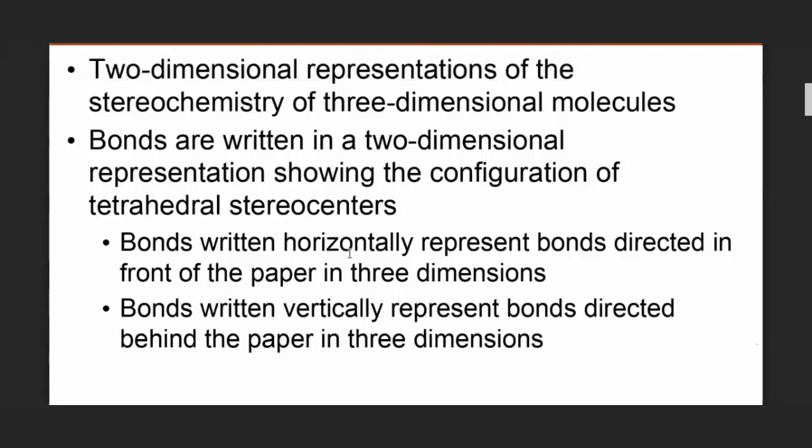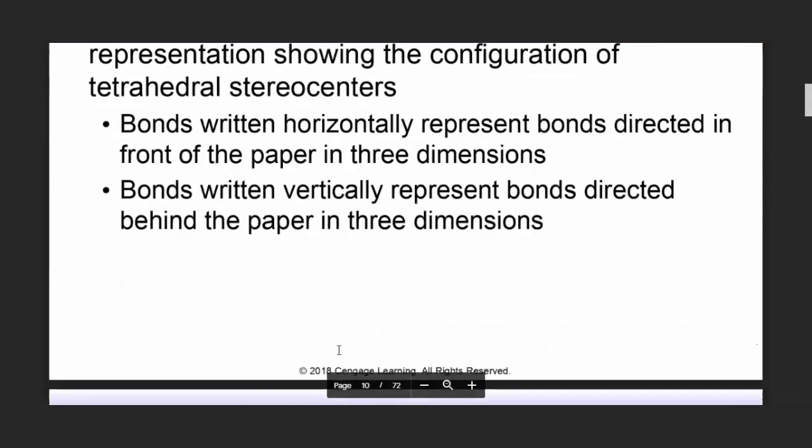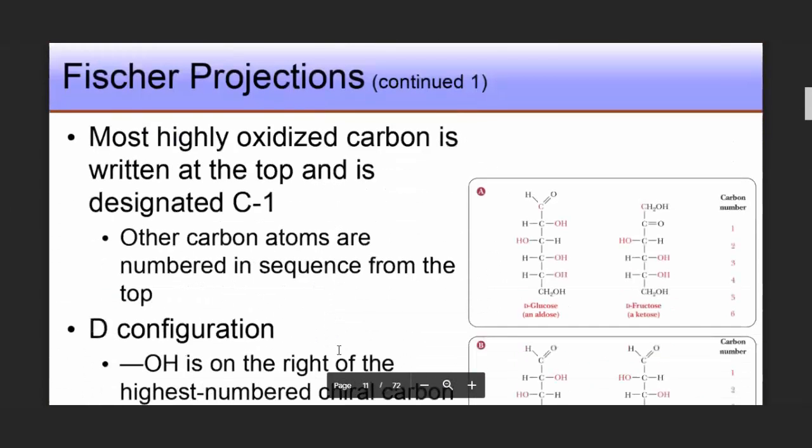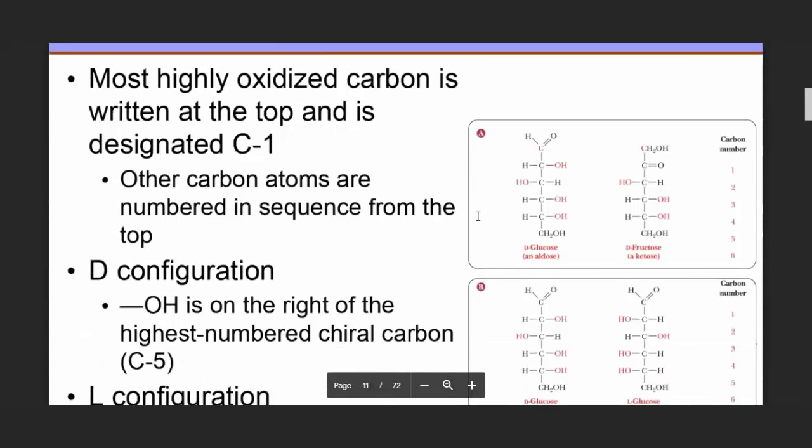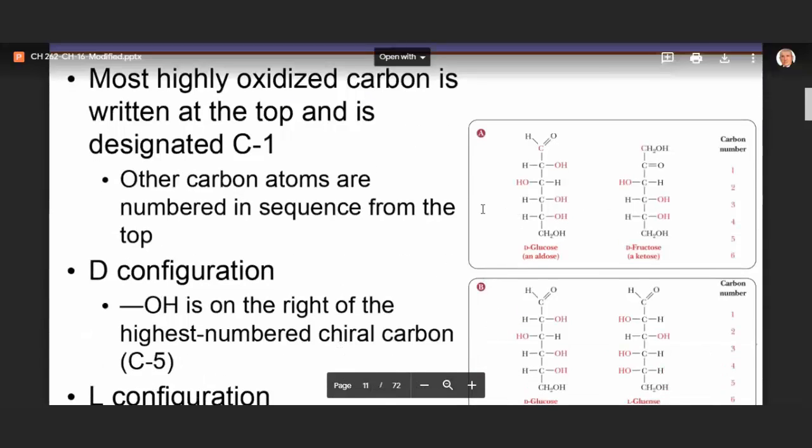So horizontal in front of the paper and vertical behind the paper. And this Fischer projection method is named after the German chemist Emil Fischer, who established the structures of many sugars. That's why it's called Fischer. And this is the Fischer projection here.